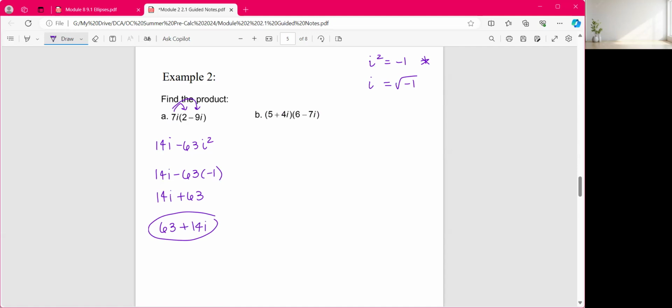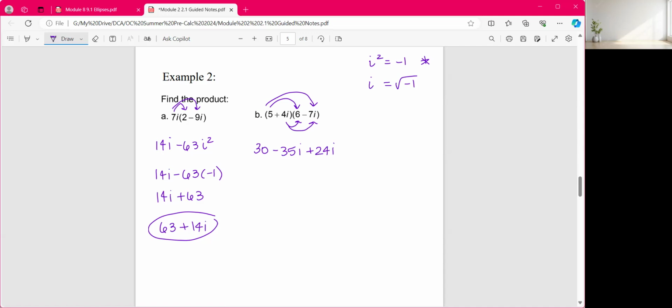Notice in B, we are not going to be distributing, we're going to be FOILing. We have two binomials. So I'm going to multiply the 5 times everything in the second binomial, and then the 4i times everything in the second binomial. So I'll have 5 times 6 gives me 30. 5 times negative 7i is negative 35i. 4i times 6 is 24i.